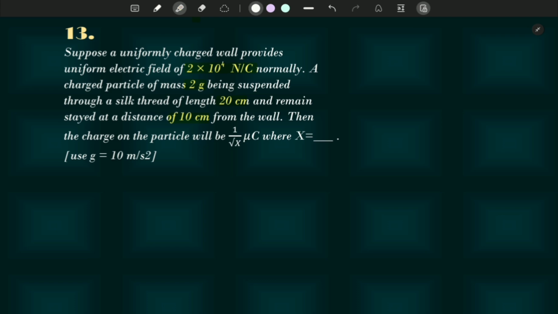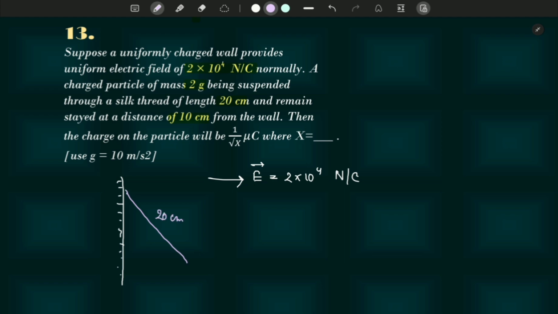So let us first draw this. Let us assume that this is our wall, and this wall is providing a uniform electric field in this direction. Electric field, this is 2 × 10^4 Newton per coulomb. I have also been given that there is a silk thread which is of 20 centimeter, stayed at a distance of 10 centimeter. So this is 10 centimeter.